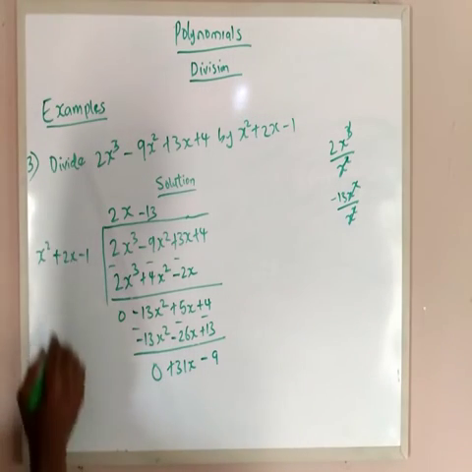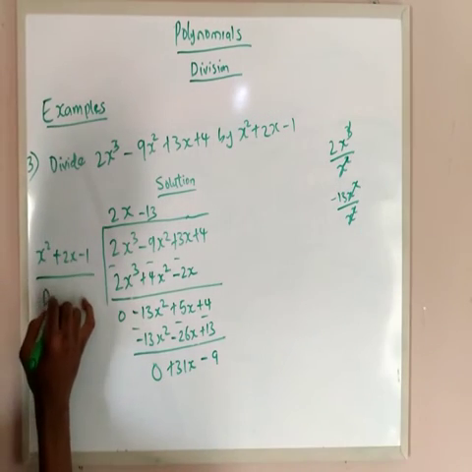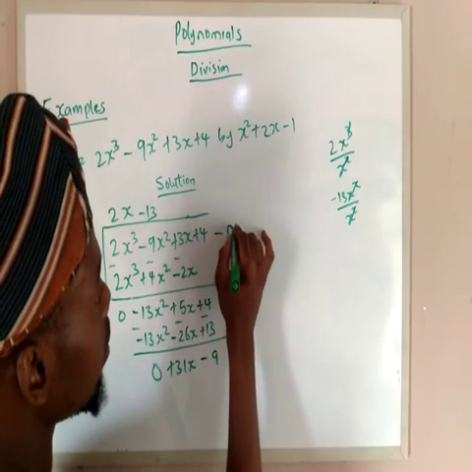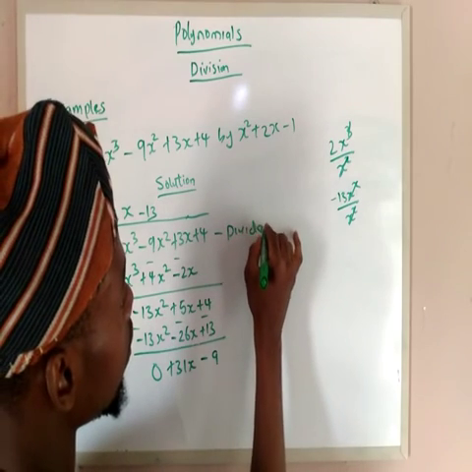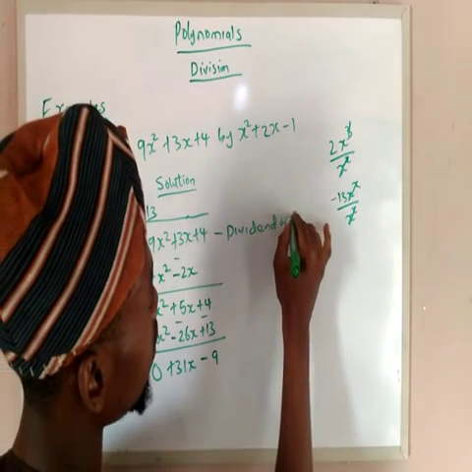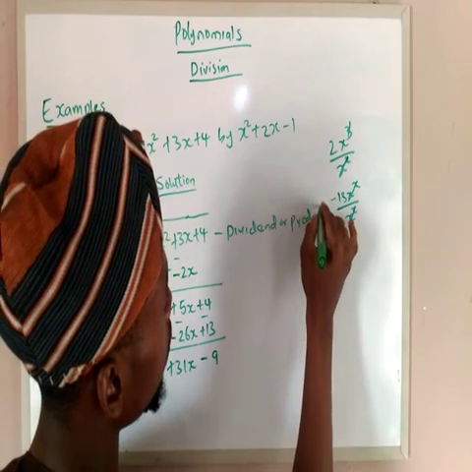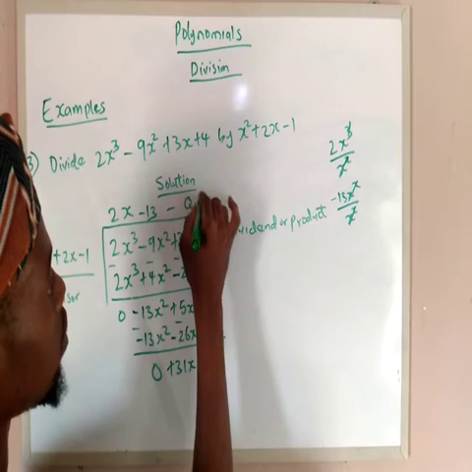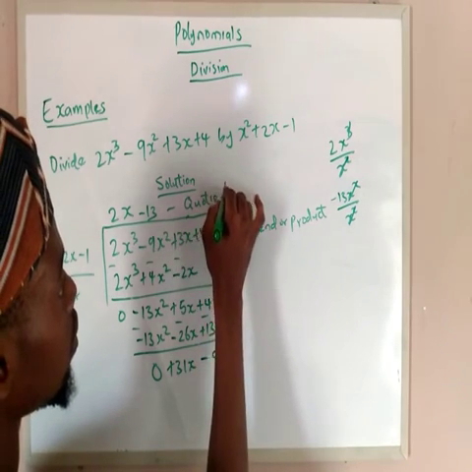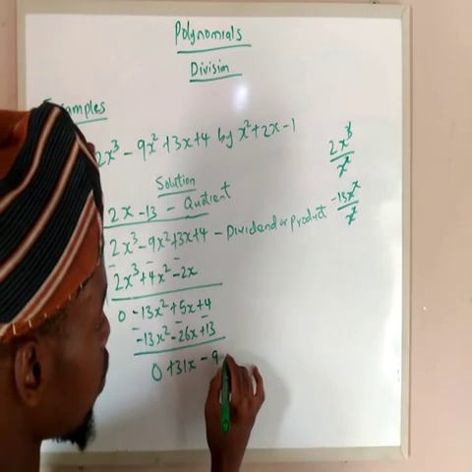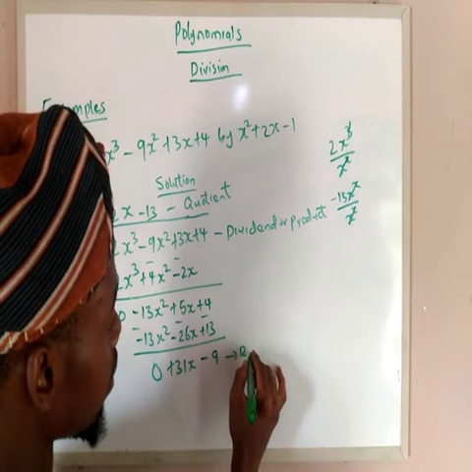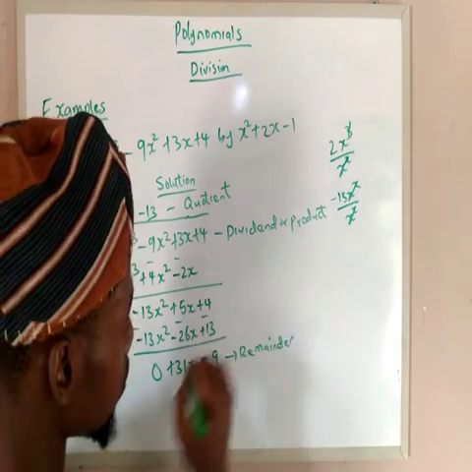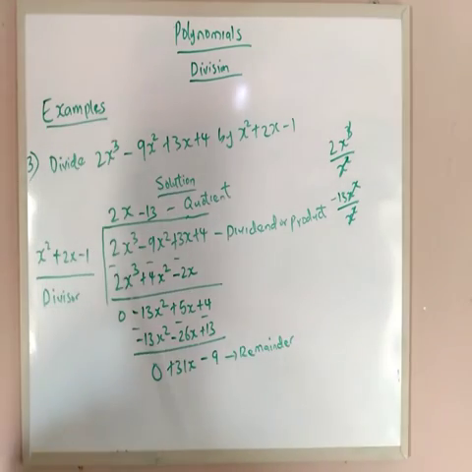So as we have said earlier, this is our divisor. This is our dividend or product. And this is our quotient. And this will be our remainder.